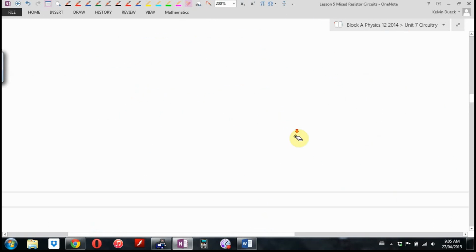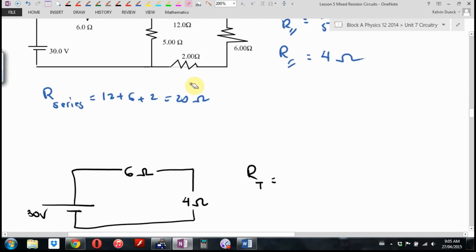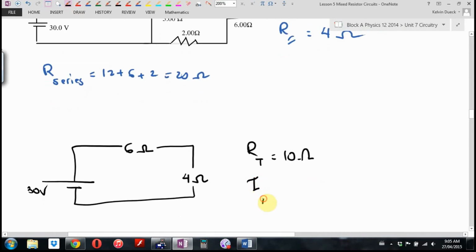In fact, I wasn't kidding when I said it was totally the same question, because don't you also get 10 ohms again? And don't you get I total being 20 over 10, 2 amps again? Oh, it's 30 volts. You know what? I should have made it 20 volts. That would have been perfect. Anyways, 30 volts, so okay, I lied. 3 amps.